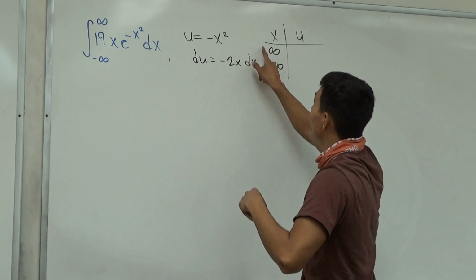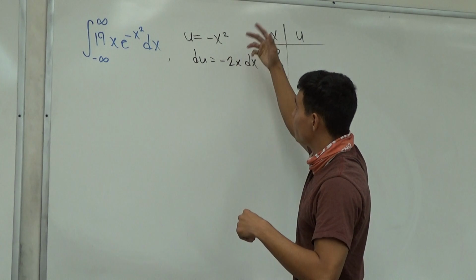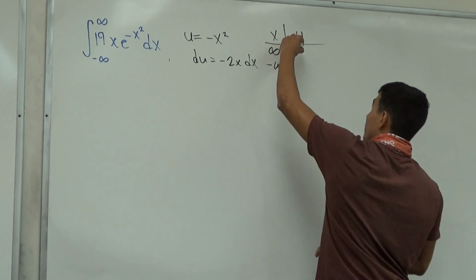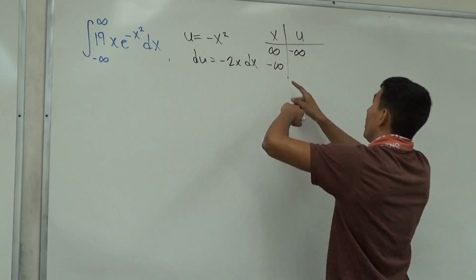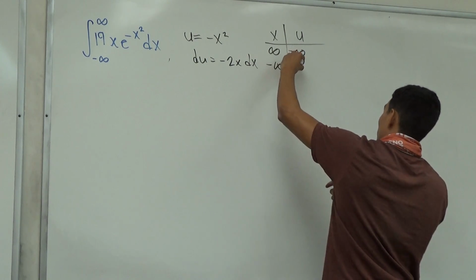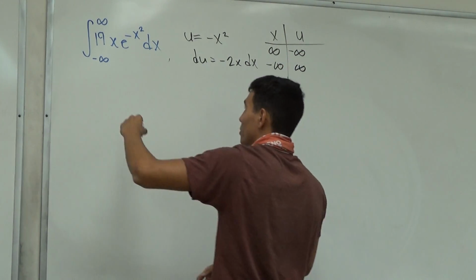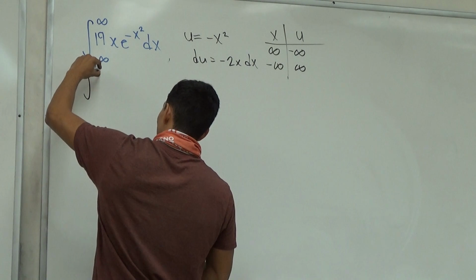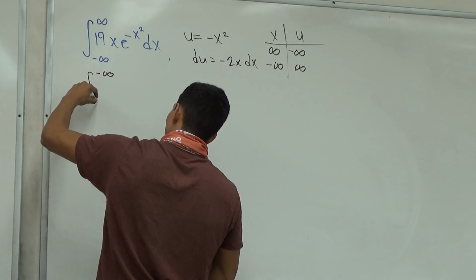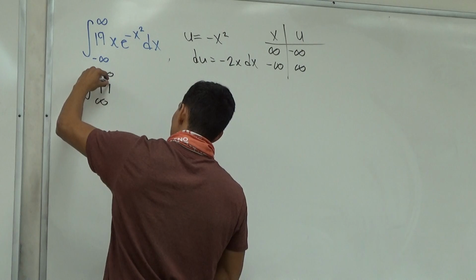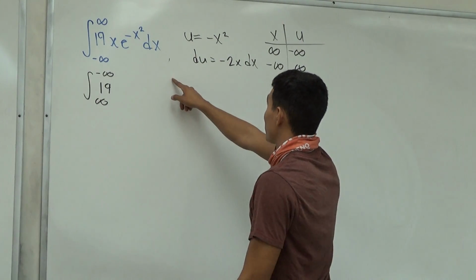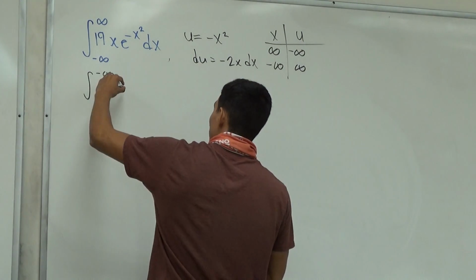Putting it into here, infinity squared is infinity, but times negative 1, so it's negative infinity. And then oppositely, this is going to turn into a positive infinity. So now this new integral is going to look like this. It's going to be negative infinity to infinity, 19 stays the same. x, well, what is x? Let's just leave it as x right now.